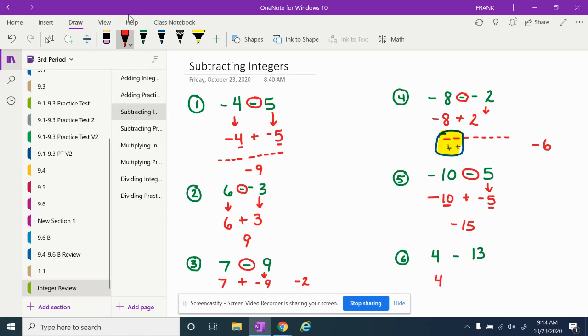So I'm going to write it as 4. As soon as I see subtraction, I change it to addition. That forces me to change 13 to its opposite, which is a -13. So 4 plus -13. I have 4 positives. I have 13 negatives. I have a lot more negatives than positives, so my answer is going to be a negative. And then I say to myself, well, how many more do I have for negatives compared to positives? So I take the difference between these two. The difference between 13 and 4 is 9. So your answer is -9.